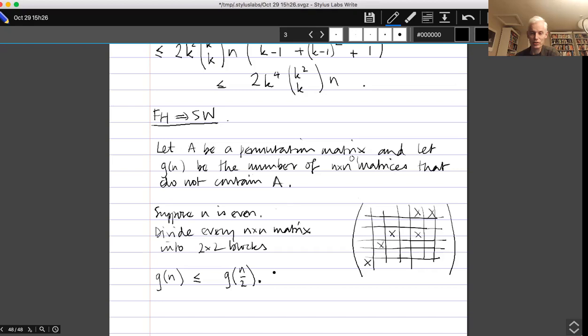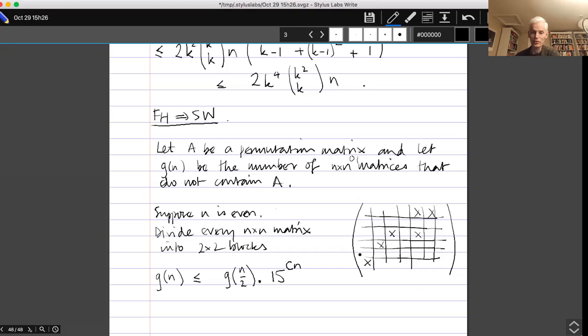Let's just say this a different way. Each block is a 2 by 2 matrix. How many ways are there of filling it such that there's at least one 1? Well, there are four entries to choose between, so there are 16 ways of assigning zeros and ones, but only 15 if you insist that there's at least one 1. So each block can be filled in 15 ways. And how many blocks are there at most? There's this constant that depends on A times n, and that's where I've used the solution to the Füredi-Hajnal conjecture.